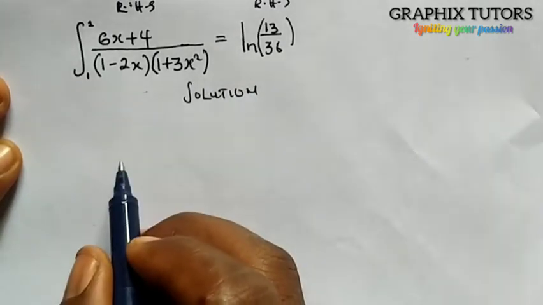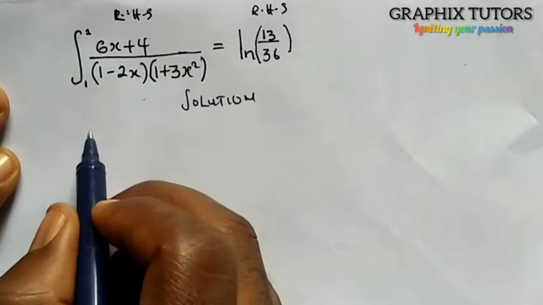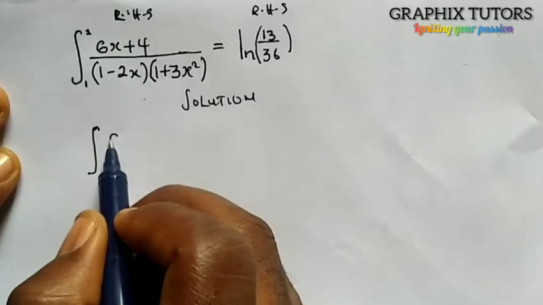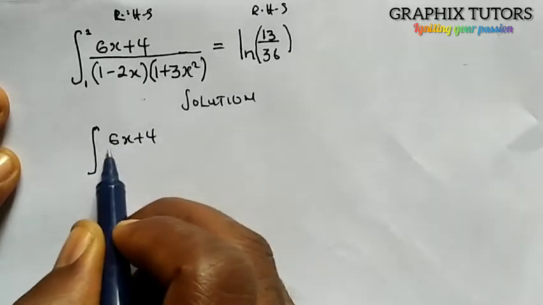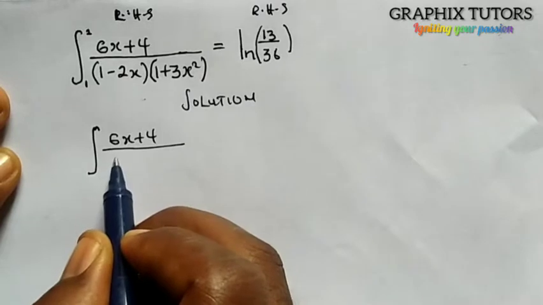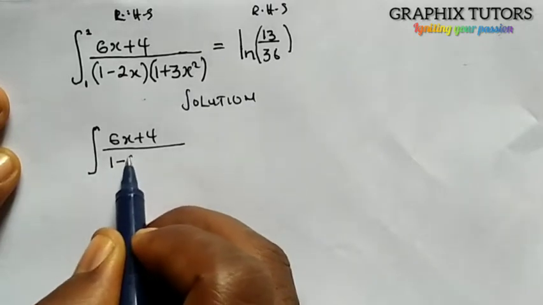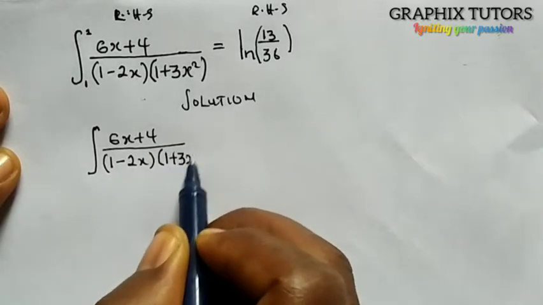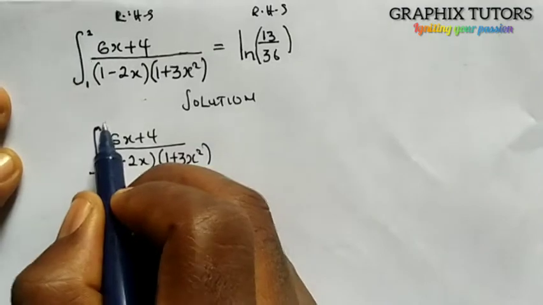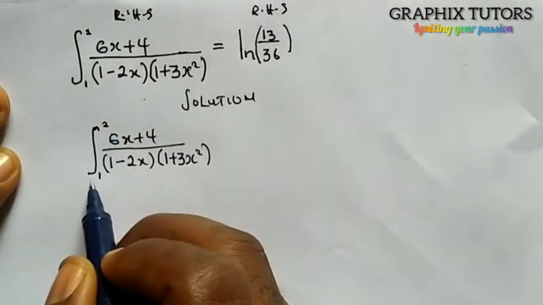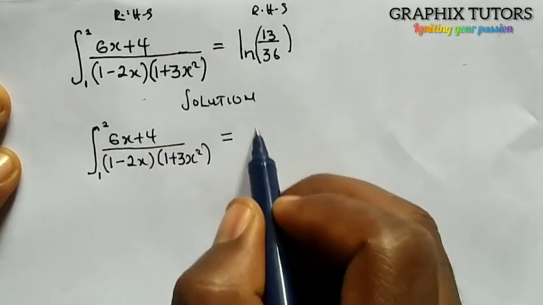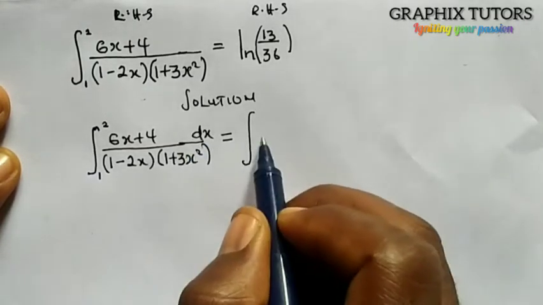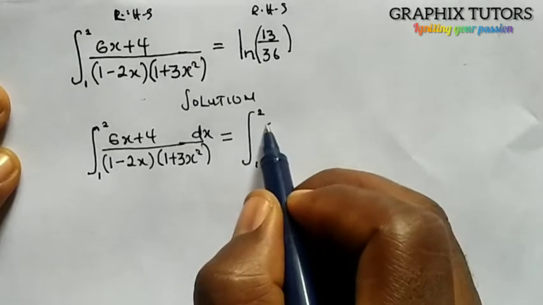The integral of what? (6x plus 4) all over (1 minus 2x)(1 plus 3x squared). The limit is 2 and 1, which will give us the integral of, there's the dx here, the integral from 2 to 1 of open bracket.